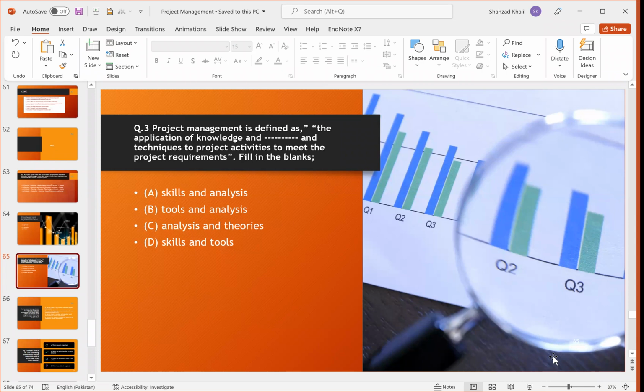D. Yes, the correct answer is D, skills. And so the four things to always remember that are important in project management are the first, the knowledge, skills, tools, and the techniques. So D is the correct answer.